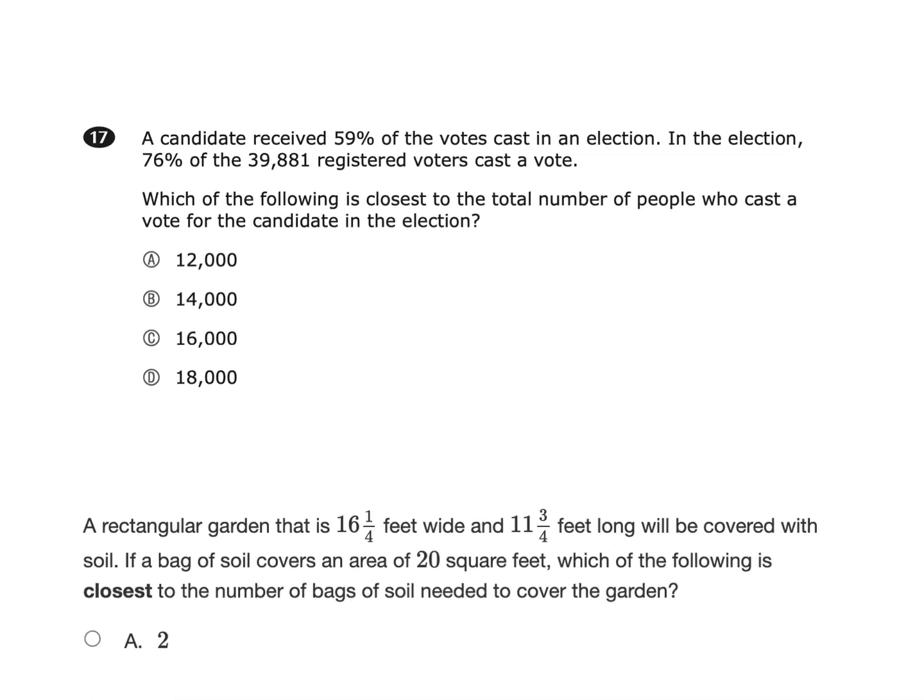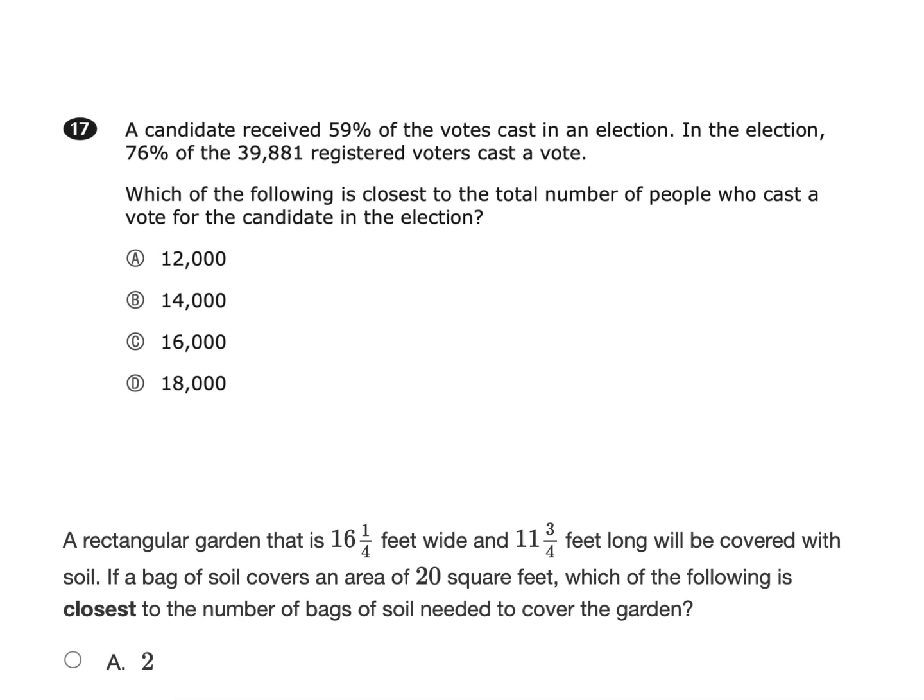Okay, here we have a problem where a candidate received 59% of the votes cast in an election. In the election, 76% of the 39,881 registered voters cast a vote. Which of the following is closest to the total number of people who cast a vote for the candidate in the election?